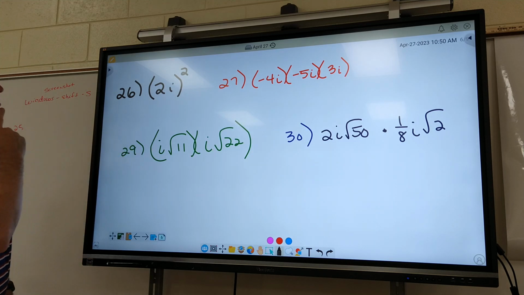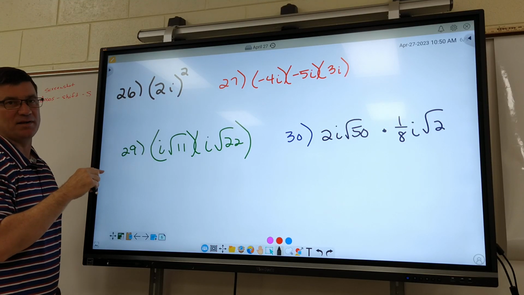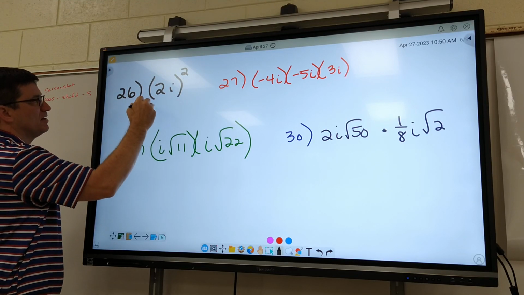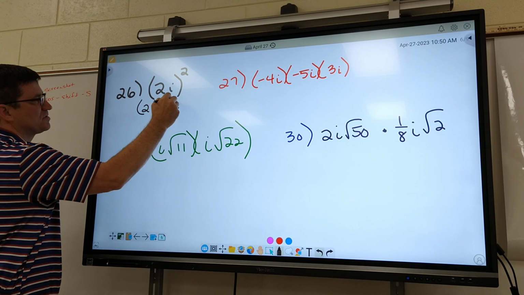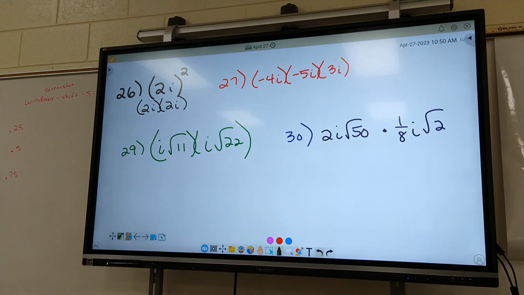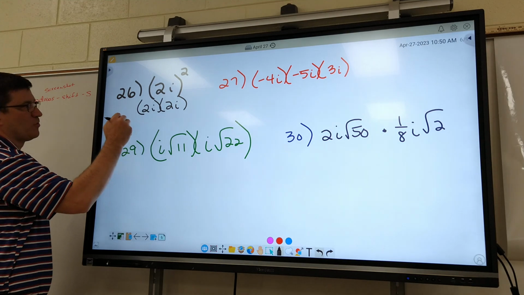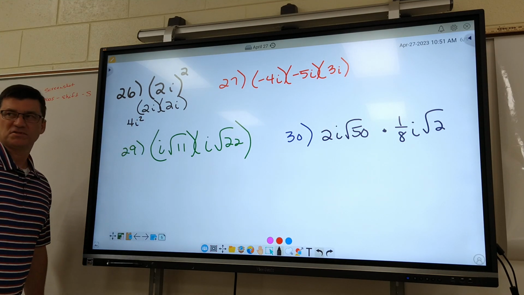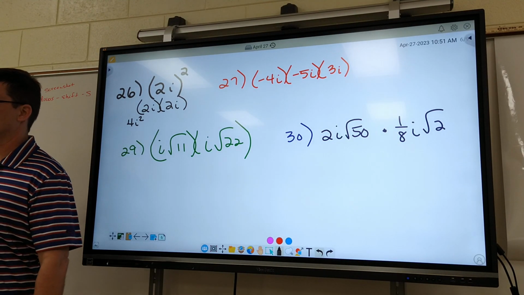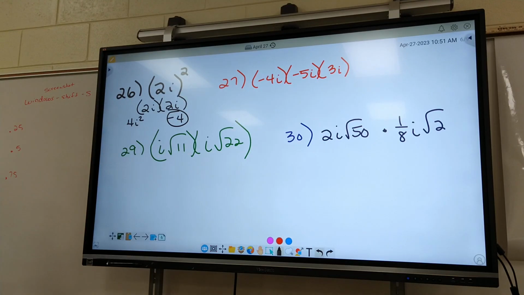All right, 26. We did this yesterday. What's the easiest way to set this up if it's got a square behind it? Write it twice. 2i times 2i. All right, get me an answer now. If you can skip a step and still get it, that's fine with me. All right, Jada said that's 4i squared. So now what does the i squared do to my answer? Negative 4. Good. Show me at least one step on those and just keep moving.